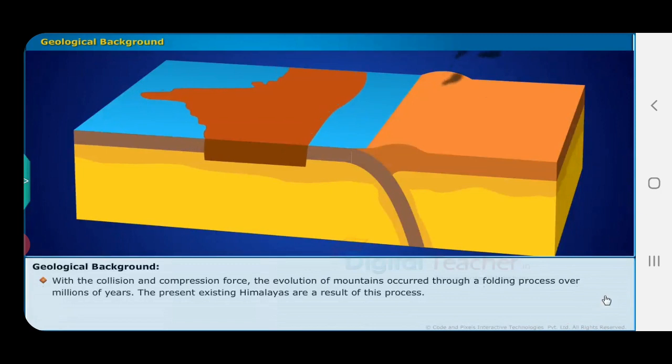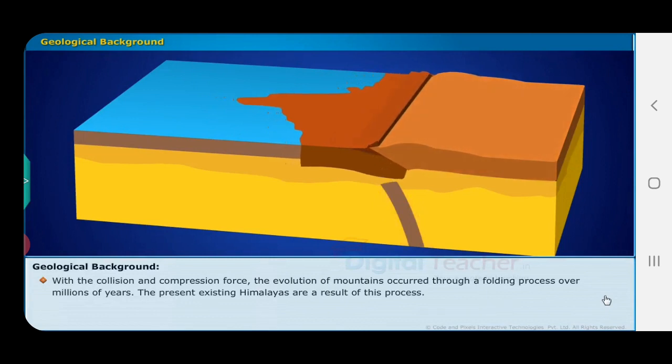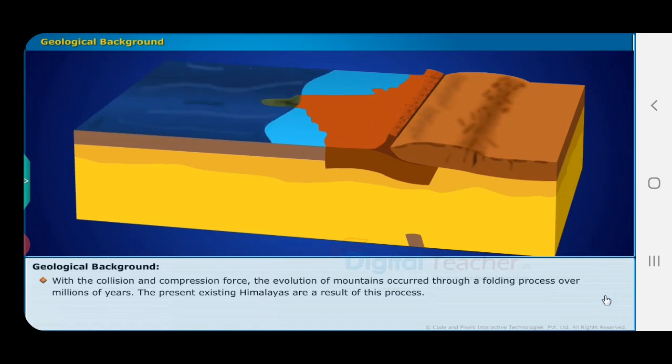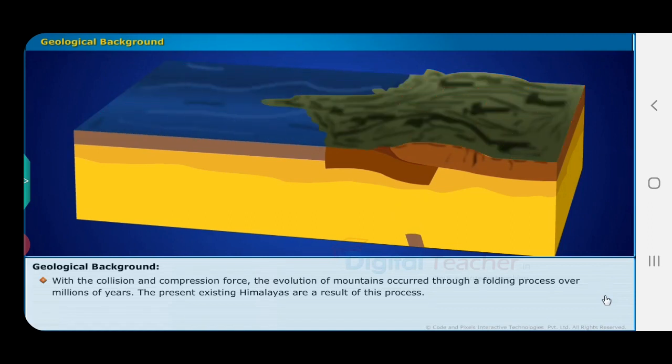With the collision and compression force, the evolution of mountains occurred through a folding process over millions of years. The present existing Himalayas are a result of this process.